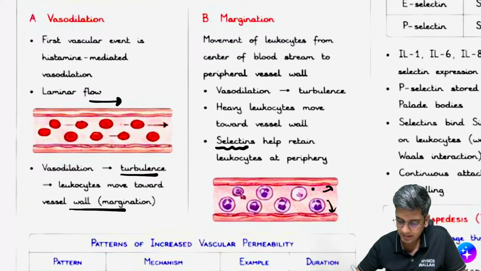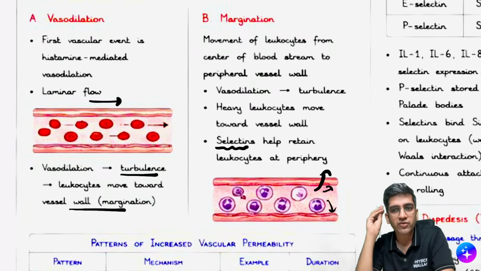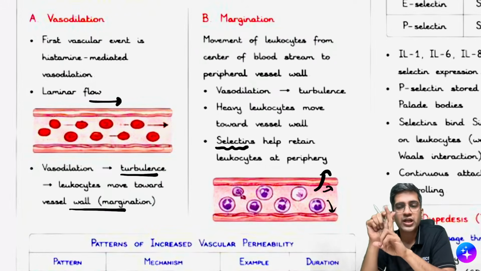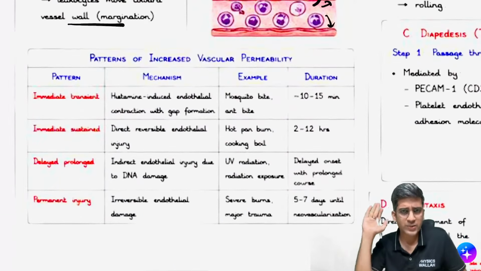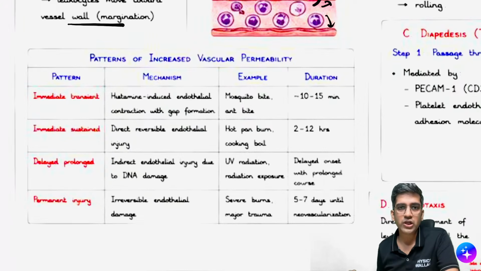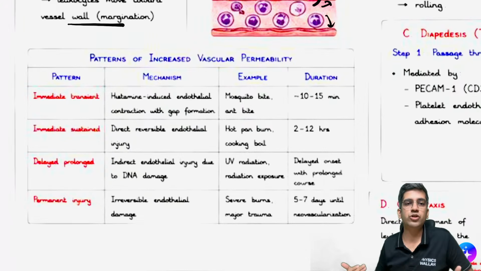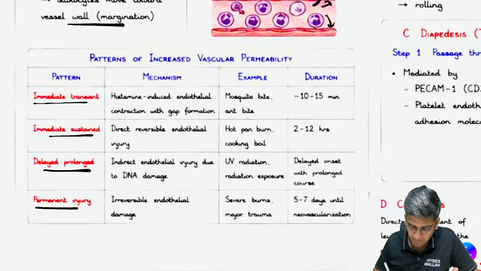Second, they have come to the corner, and they have to go outside. That's increased vascular permeability. The hallmark of acute inflammation is vasodilatation and increased vascular permeability, right? So there are multiple mechanisms of increased vascular permeability. The new Robbins does not have this, but if you want, you can write it because they are very easy to remember. I have something called immediate and transient, immediate and sustained, delayed and prolonged, and permanent.